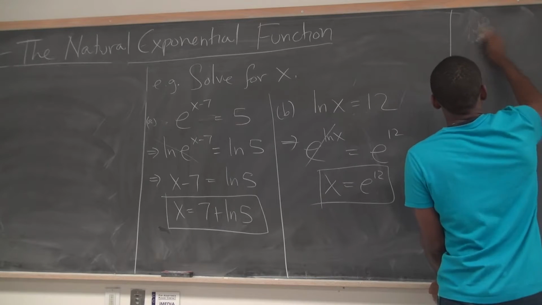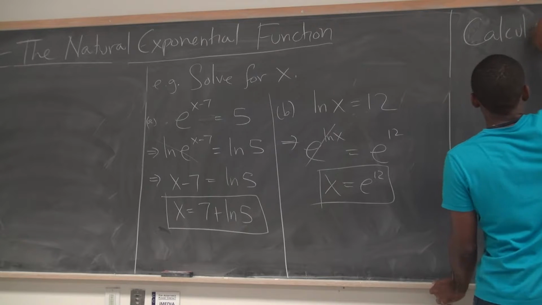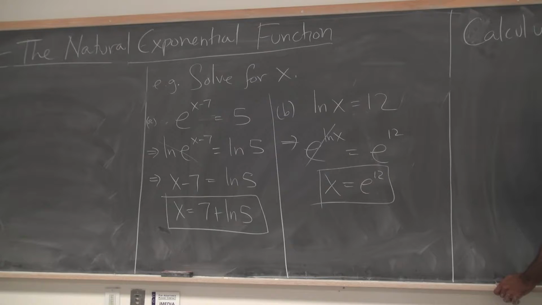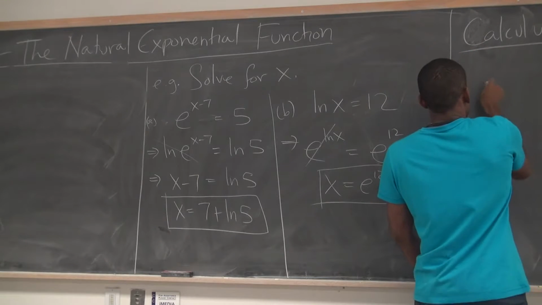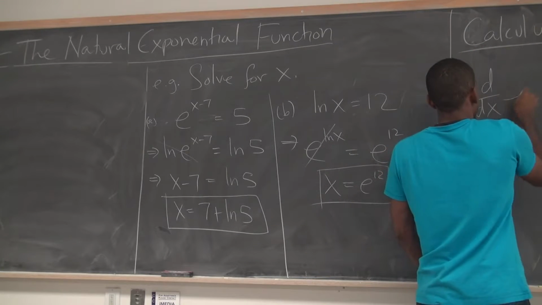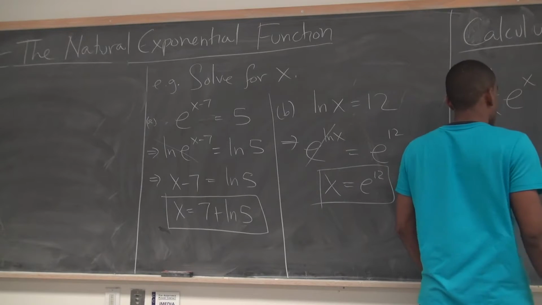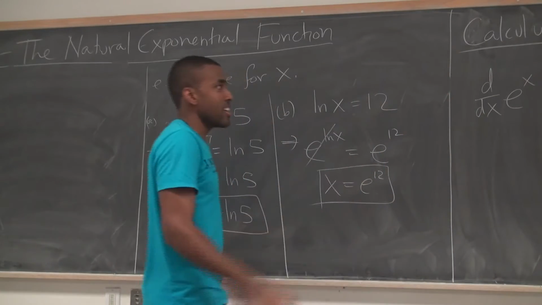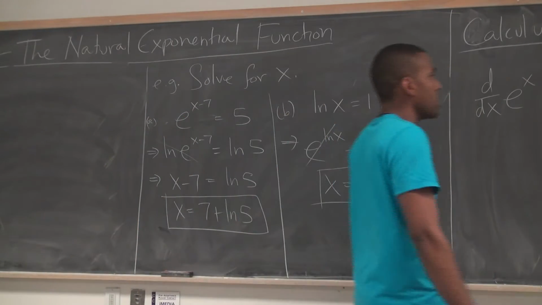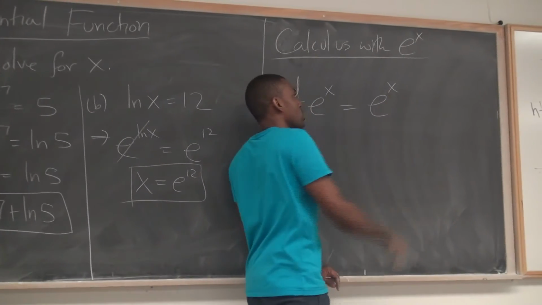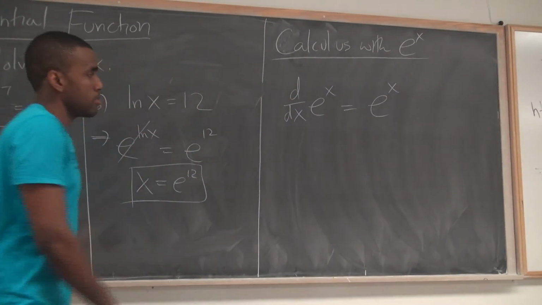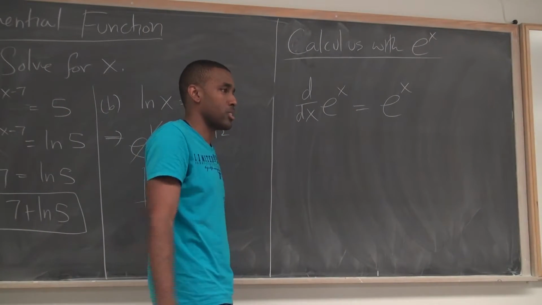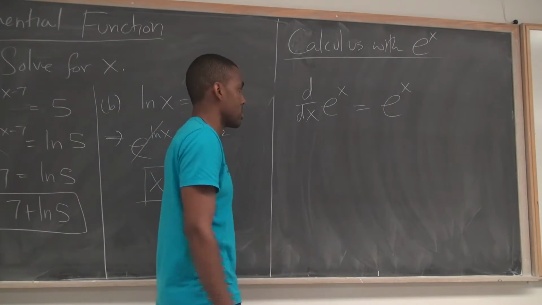No, let's do calculus now. Calculus with e to the x. What is the derivative of e to the x? Turns out it's itself. You literally do nothing. This is the only non-constant function we know of whose derivative is itself. There's no other function that has this property. 0 is the only other function that has this property, and it's just a constant. There's nothing much going on.